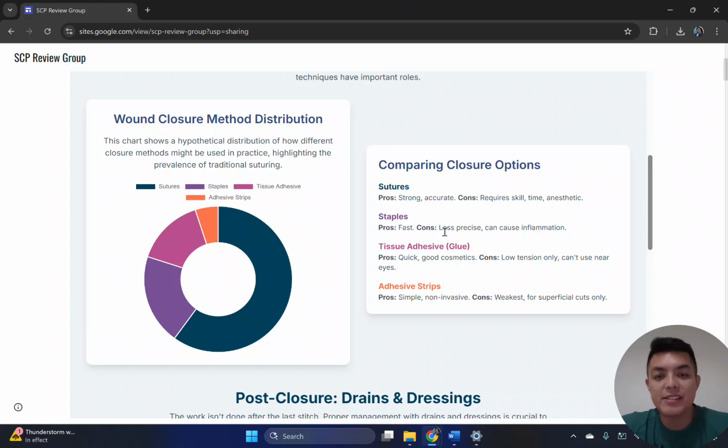Next is staples. Pros: it's fast. It's bang bang bang, it will be closed. And then cons: it's less precise, can cause inflammation, and it's just not beautiful. It's not beautiful like the subcuticular closure that I do.